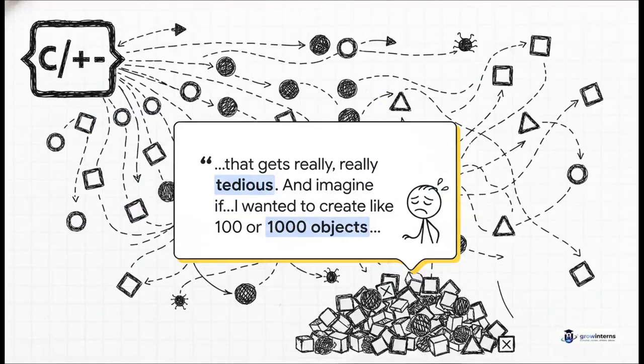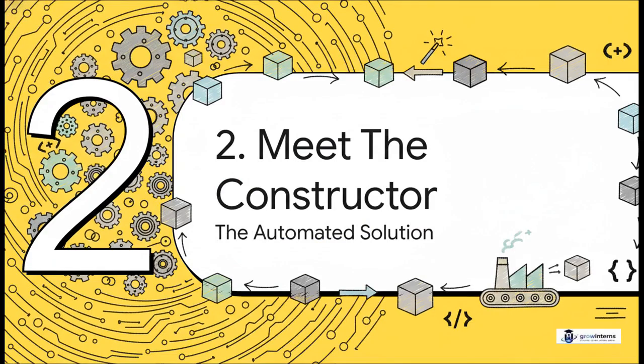And you know, it's funny, that feeling of, ugh, this is so tedious, it's universal. As one of our sources points out, trying to scale this manual process is just a nightmare. It's not just repetitive, it's a breeding ground for errors. It's so easy to forget to initialize one little thing and boom, you've got a bug hiding in your code. So, what's the fix for this tedious, error-prone process?